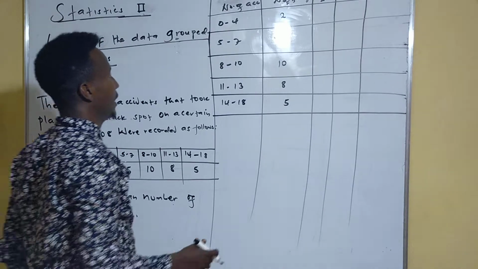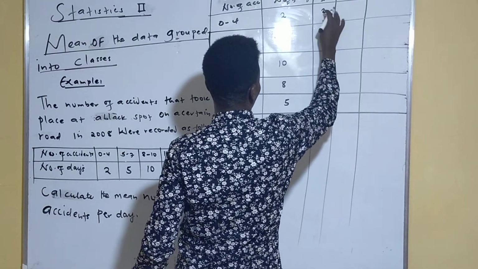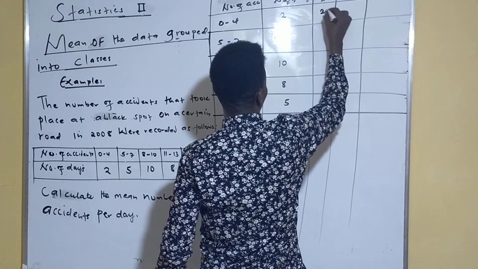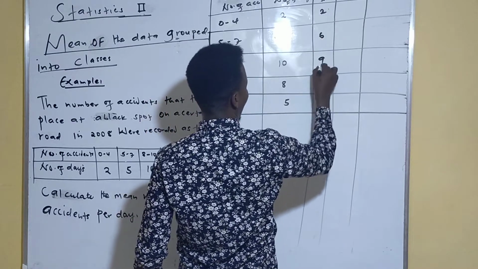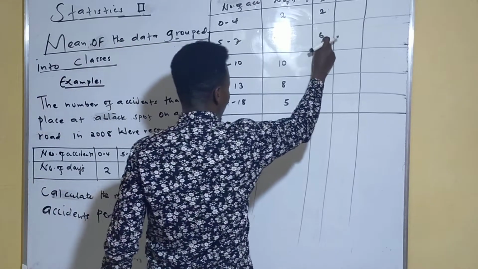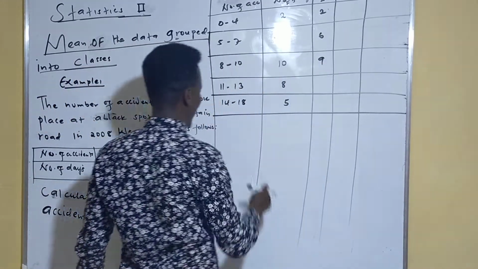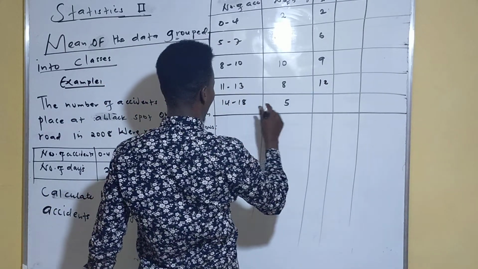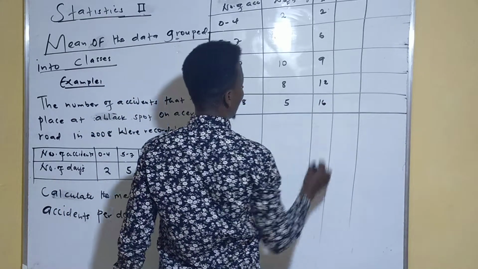The midpoint can be calculated by saying this plus this divided by 2. Midpoint is gotten by adding these two then dividing by 2. So 0 plus 4 gives 4, divided by 2 is 2. 5 plus 7, 12 divided by 2, 6. 8 plus 10, 18 divided by 2, 9. 11 plus 13, 24 divided by 2, 12. Then 14 plus 18 is 32, divided by 2 is 16.